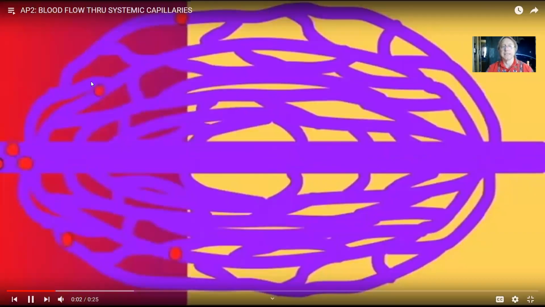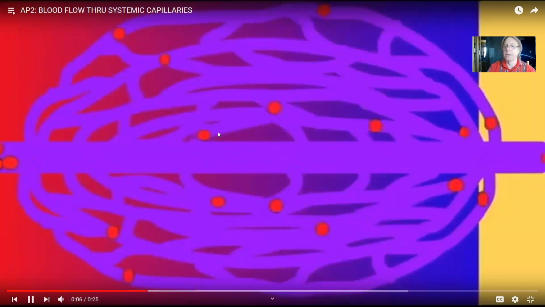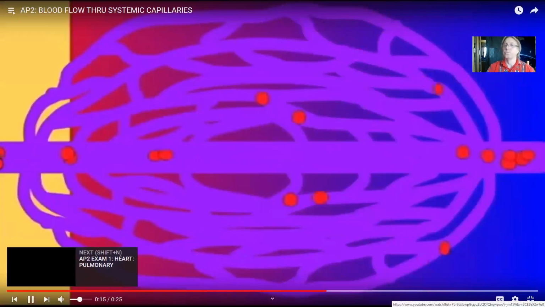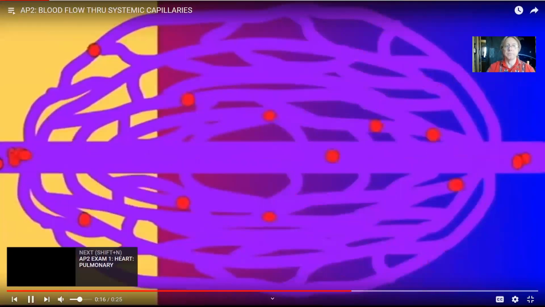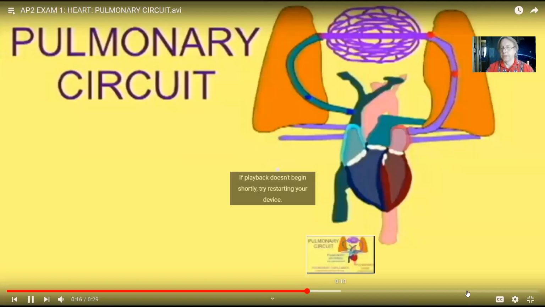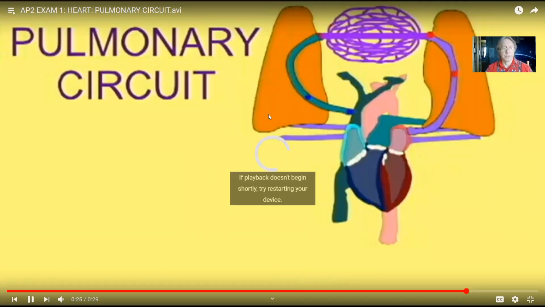The systemic circuit sends oxygenated blood to systemic capillaries, and then in the systemic capillaries, the oxygen leaves and then becomes this blue deoxygenated blood, and that is what is returned to the body through the veins. And so the heart has left and right halves, which then send blood to the pulmonary and systemic circuits.